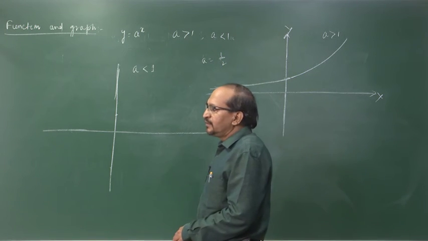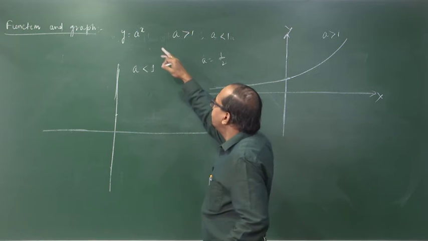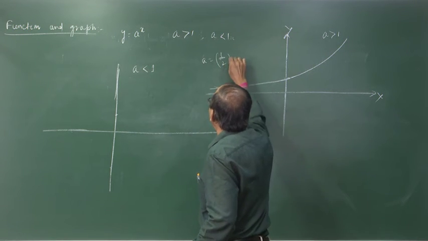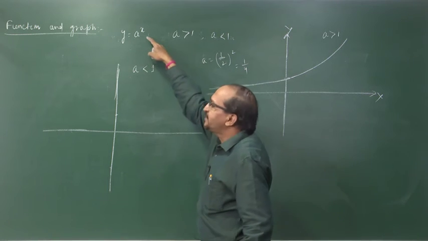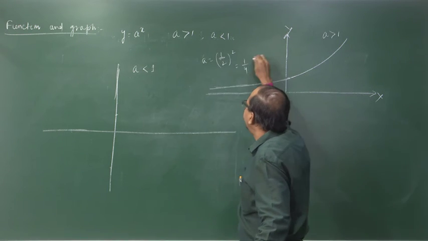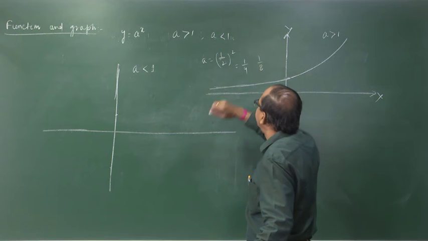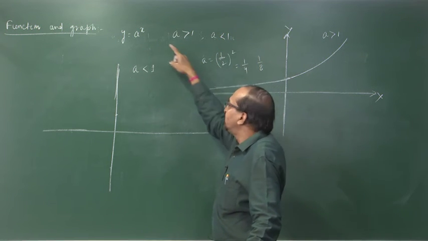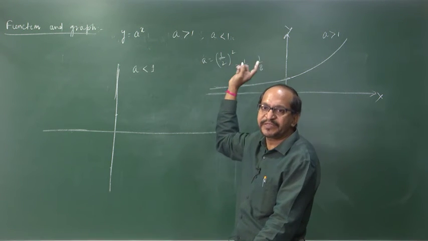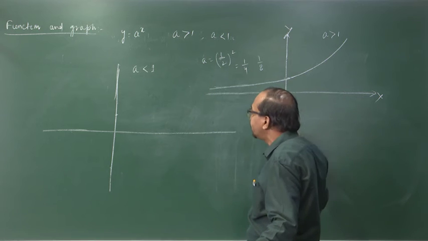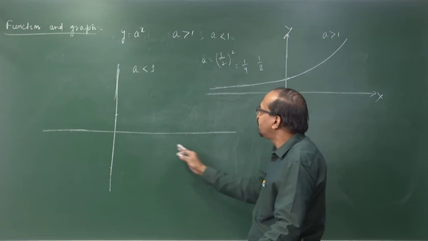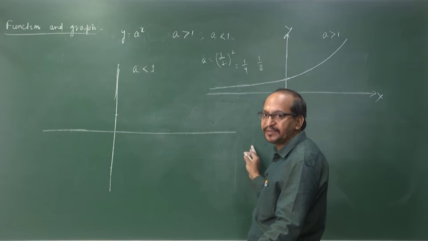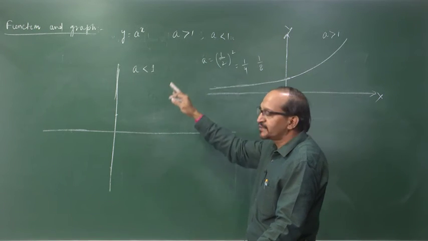Then when its power is say 2, 1 by 2 power 2 is 1 by 4. When x is 3, it is 1 by 2 cube, 1 by 8. When x is 4, it is 1 by 2 to the power 4, 1 by 16. So, the value is decreasing. So, here as the positive value of x is increasing, y is decreasing.